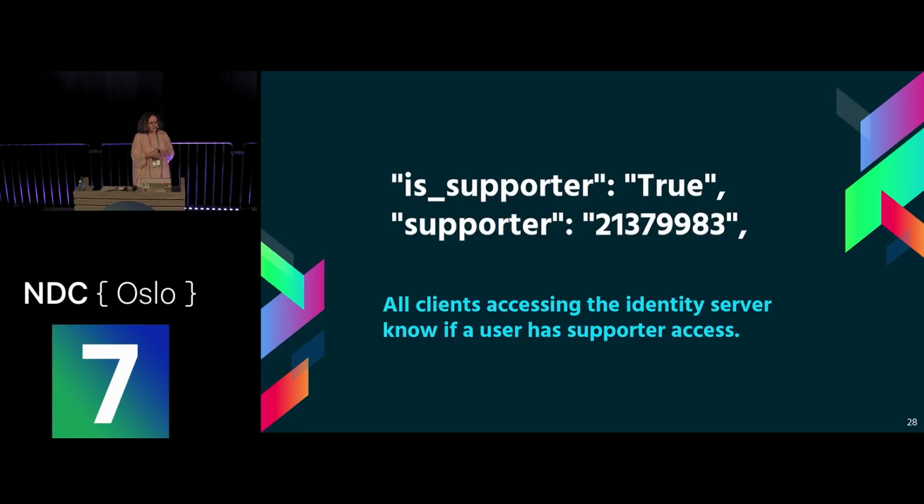So why did I have an issue with this? Well, I have an issue with this because these two claims were returned on every client, not just our internal clients, not just the client that actually used these endpoints. It was returned on every single client. So if Tom's Car Wash created a new app to use this system, and I logged in with supporter access, Tom's Car Wash would know that I have supporter access.